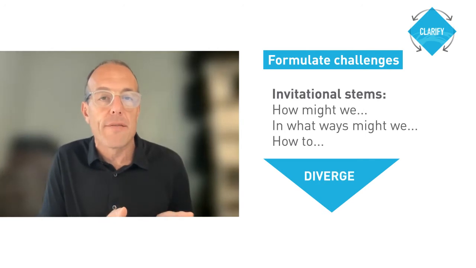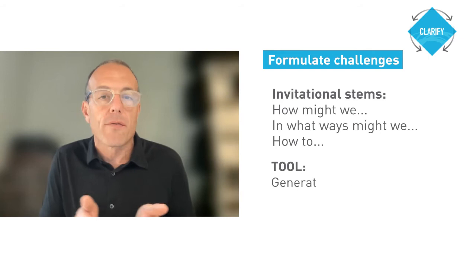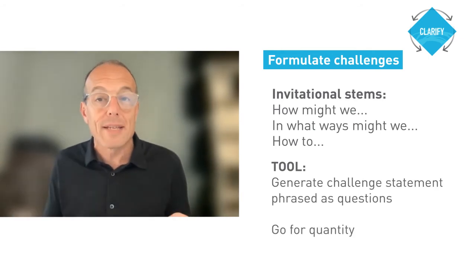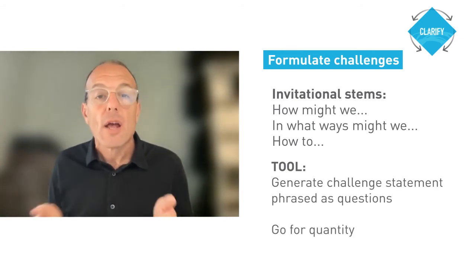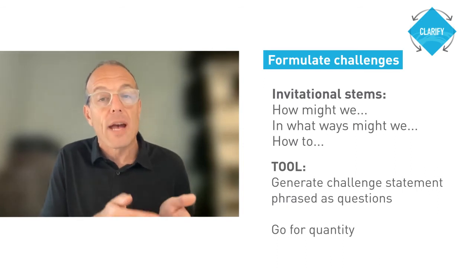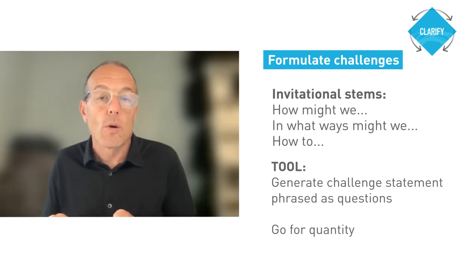So during the diverge step, the first step of this, we're now going to phrase our challenge statements and we're going to go for quantity again. So we're looking for a bunch and we're going to use the invitational stem, how to, how might I, or in what ways might we?